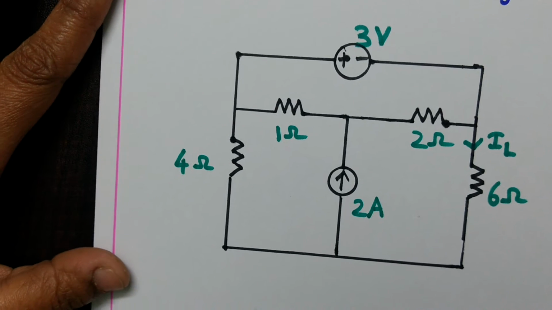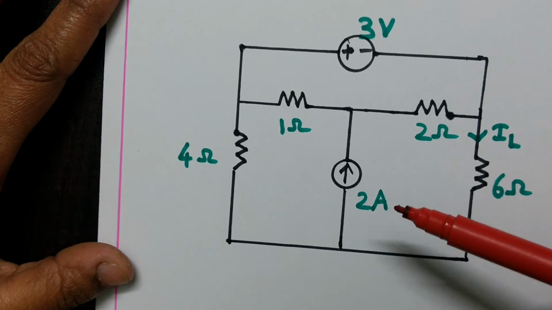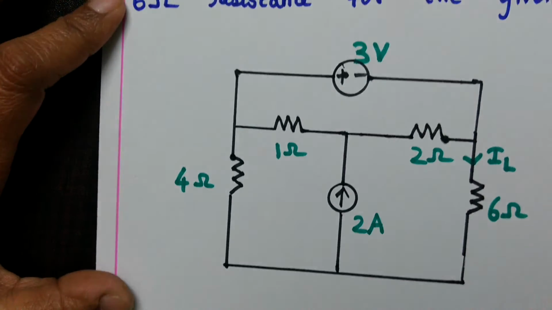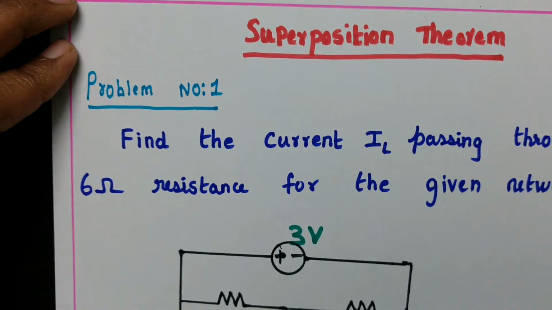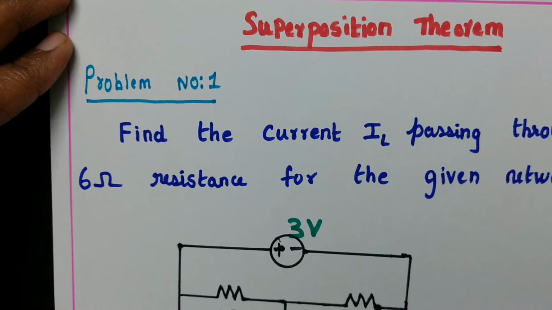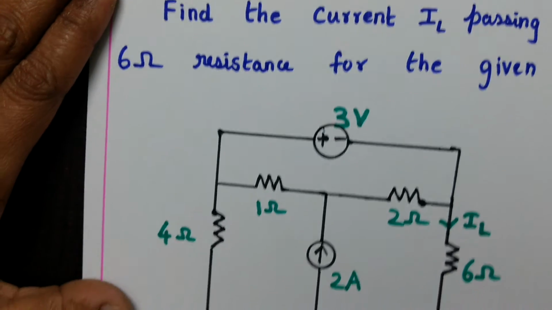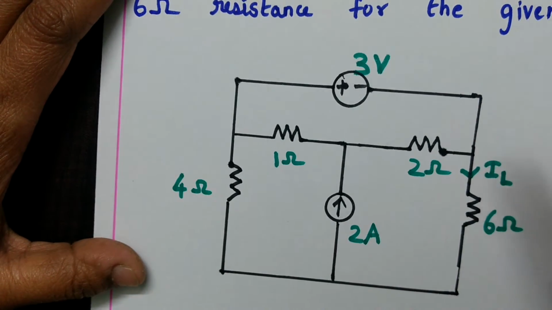It consists of two sources. One is a voltage source, 3 volt, and the other one is a current source, 2 amps. So here we are having 3 loops. So we know about the superposition theorem. What is the superposition theorem? When we apply the superposition principle, we can find out the total response by adding the individual responses. Individual responses means one source is applied at a time and we find the response.